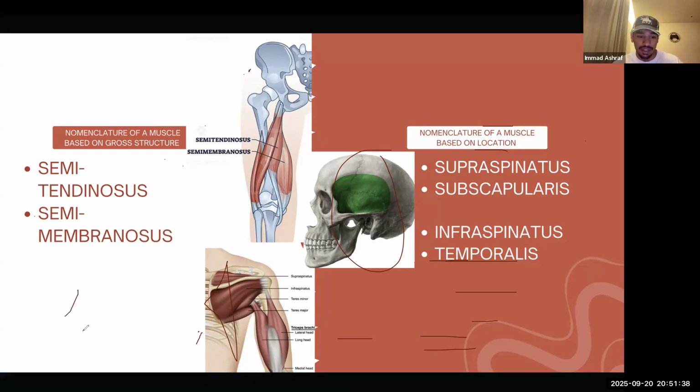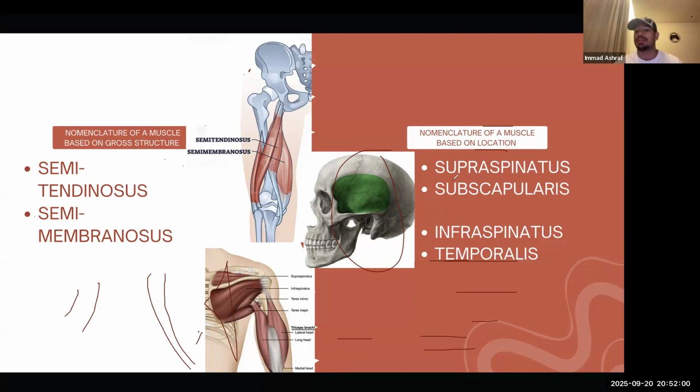So the tendon is thin and long, so it reminds them of a membrane. So they call it semimembranosus. Semitendinosus, the tendon is long and thick-ish. So they called it semitendinosus because it reminded them of a tendon. These are the two other parts of the hamstrings other than the biceps femoris.